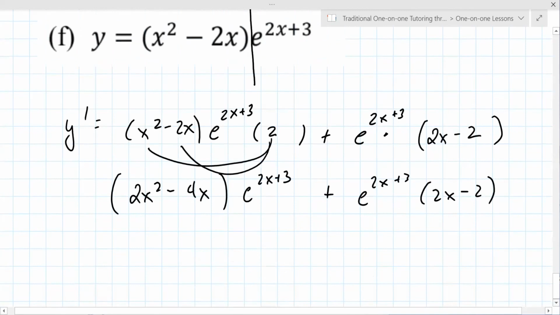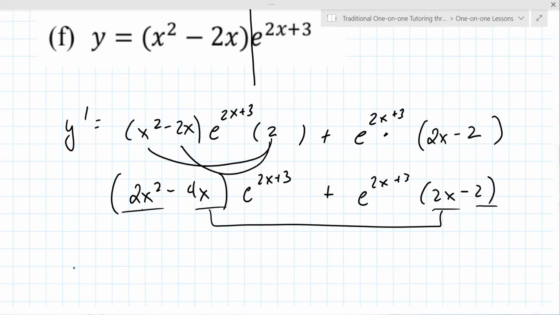Okay. Now, if you're actually concerned about being able to simplify, what you have to be able to see is that each of these has an e to the 2x plus 3 that goes with it. So what we could do is multiply like this all out, but what you're going to end up doing is just combining these like terms here. And if that's not clear, I can try something else to explain that. Yeah, can you try to explain it a different way?